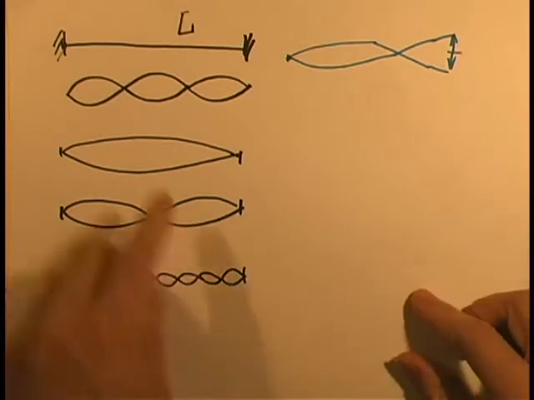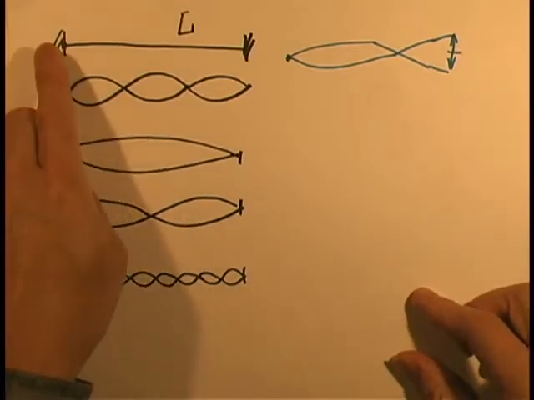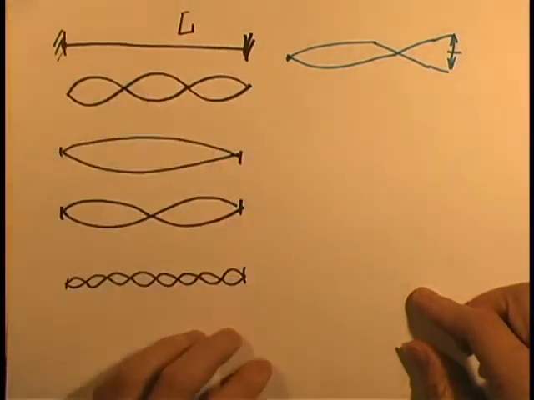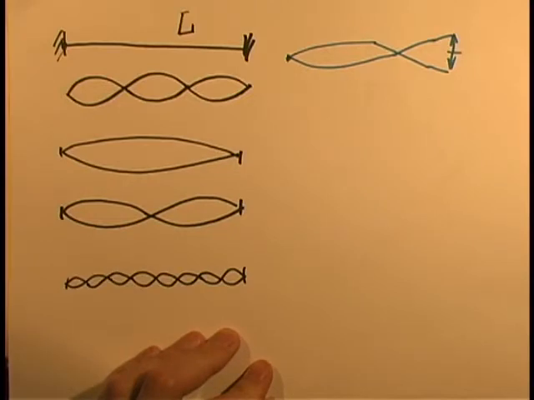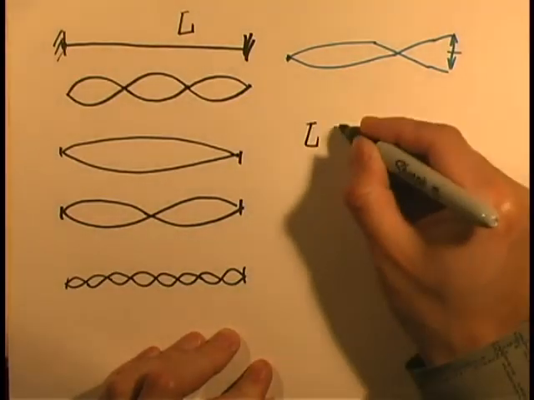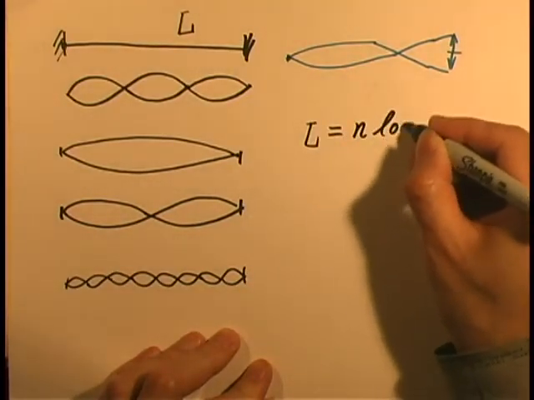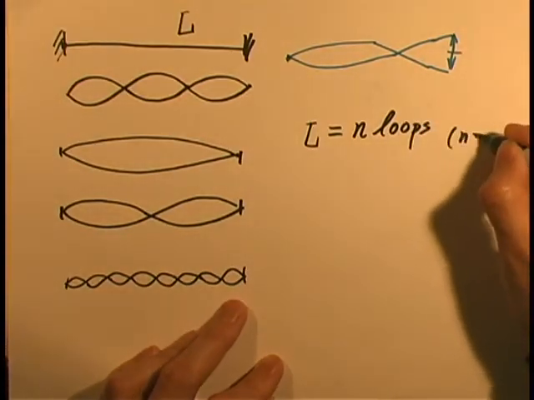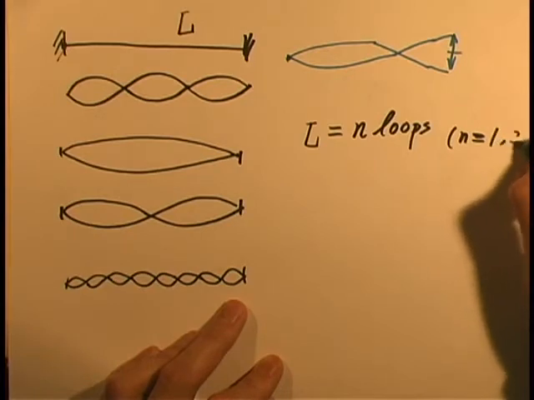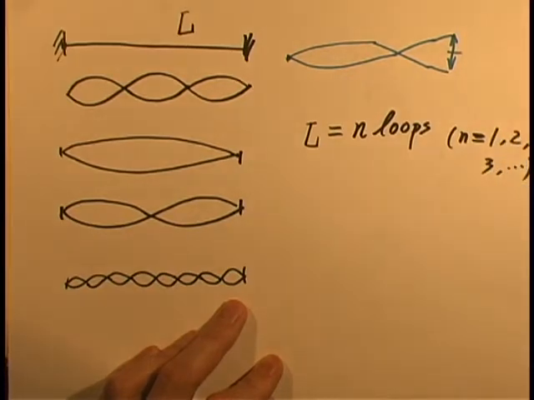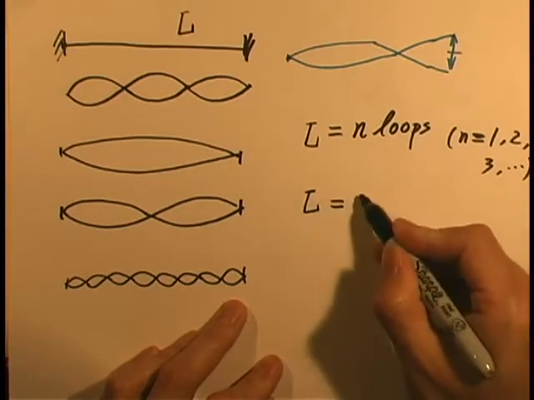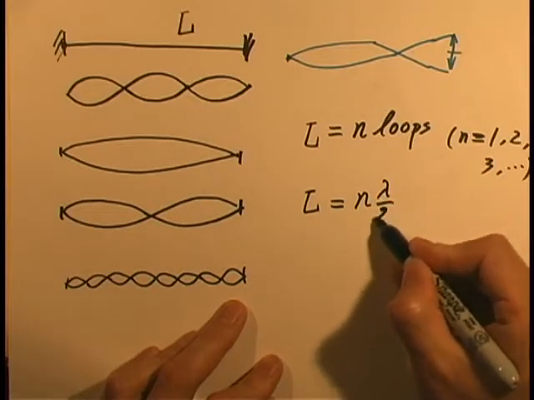In other words, the number of loops that you can fit in between 2 fixed ends of a string must be equal to an integer. So L must be n loops. Here n is an integer. Actually, it's a natural number, 1, 2, 3, and so on. But you know, each loop is half a wavelength long. We know that, right? So L equals n lambda over 2.